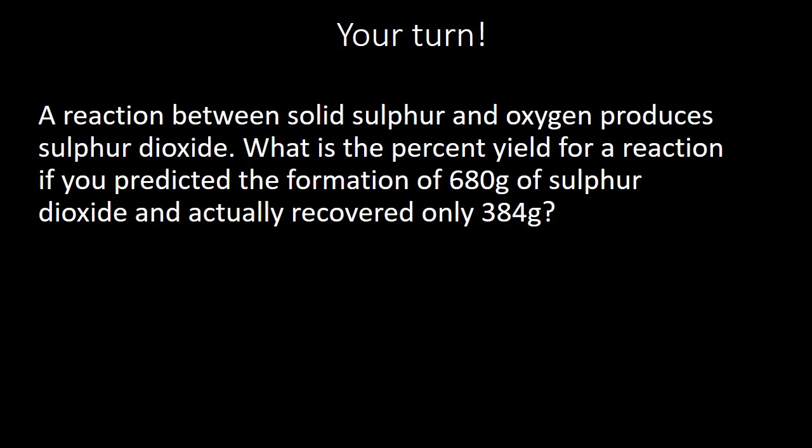So what I'd like you to do is to try this question yourself before I go through the answer. I'll just read it out for you. A reaction between solid sulfur and oxygen produces sulfur dioxide. What is the percent yield of a reaction if you predicted the formation of 680 grams of sulfur dioxide and actually recovered only 384 grams? So I'd like you to just pause the video now and try to do the question yourself.